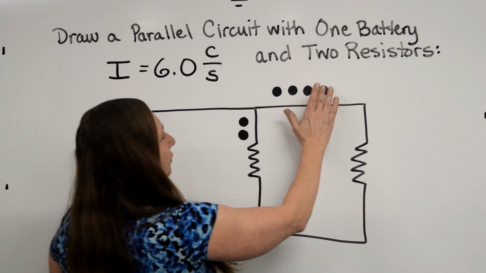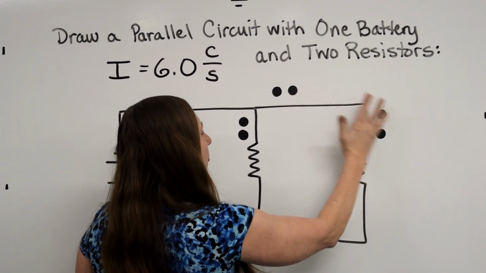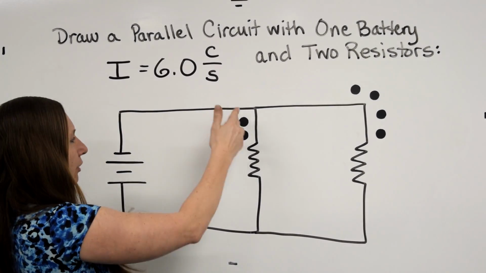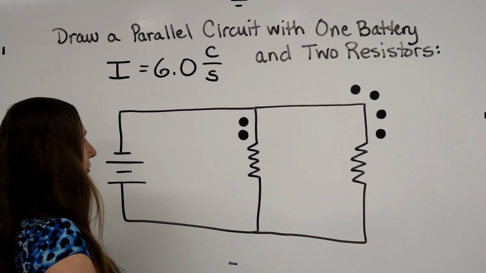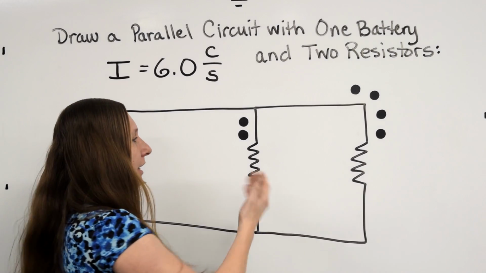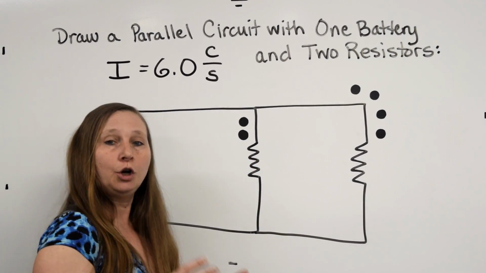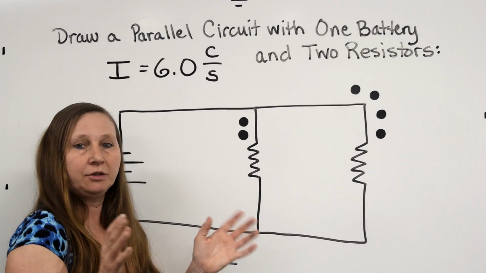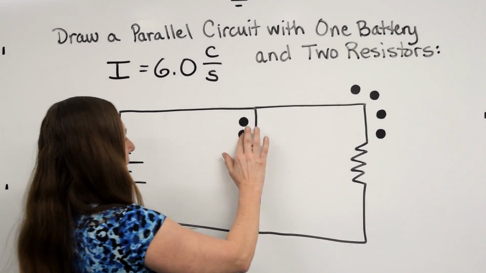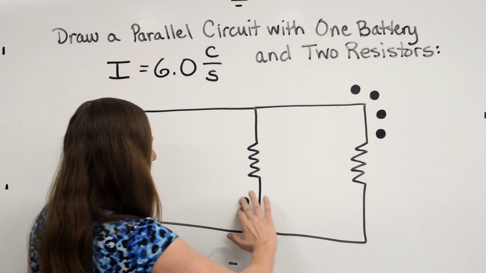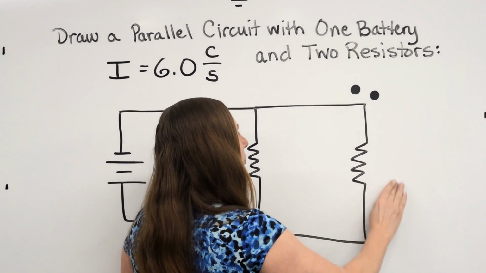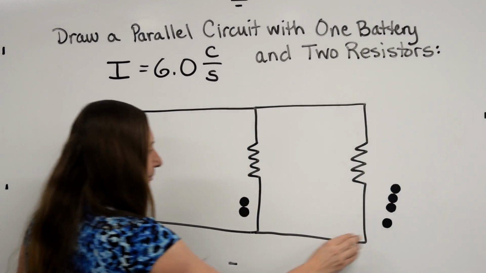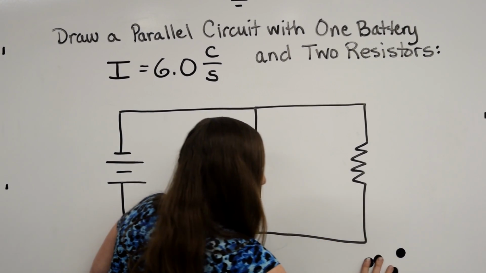Now, just for argument's sake, let's have 4 of them go this way. So 4 coulombs per second are going to go through this resistor, and 2 coulombs per second are going to go through this resistor. So you see right away in a parallel circuit, the currents through each of the components, the light bulbs, the resistors, the capacitors, whatever, don't have to be the same. So we've got 2 coulombs going through this resistor per second and 4 coulombs going through this resistor per second.